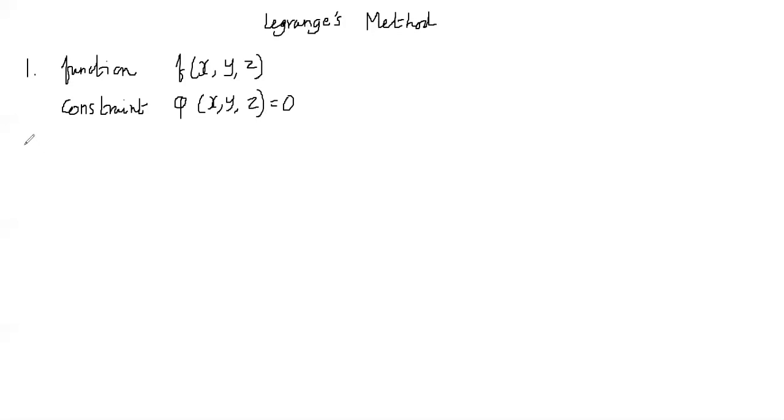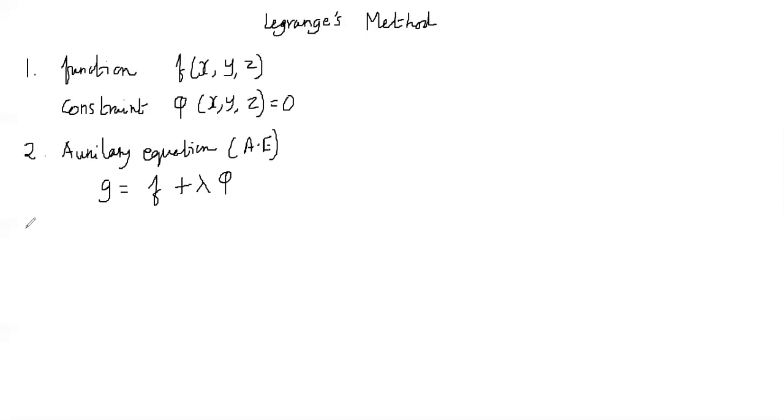And second step, we are going to make the auxiliary equation. We can write it simply as AE. So the auxiliary equation is g, that is equal to f plus lambda phi. So g is equal to f, which is nothing but the function, plus lambda into phi. Phi is nothing but the constraint. So this is the second step.